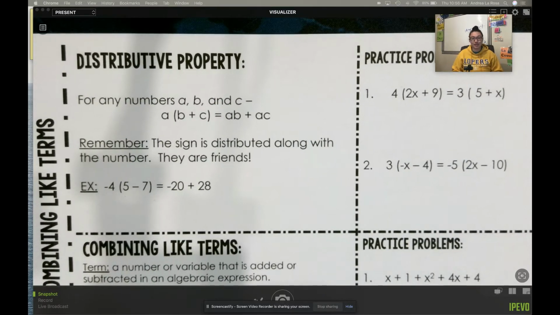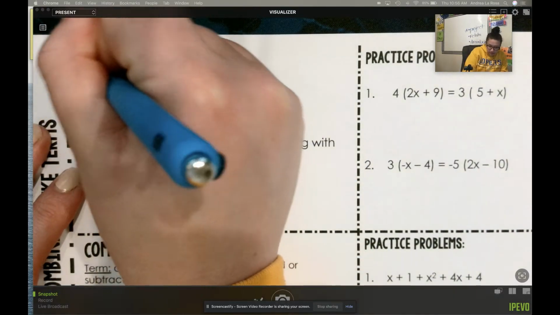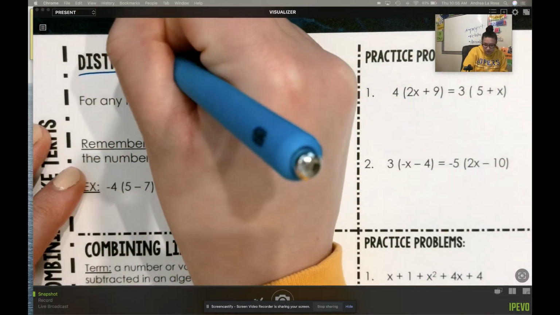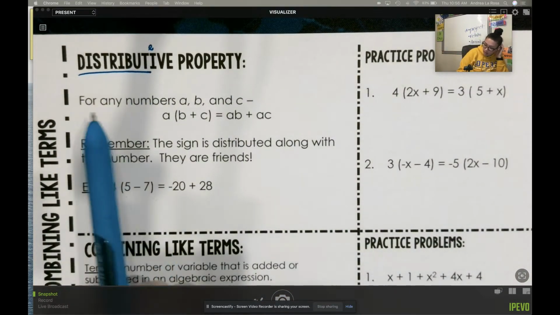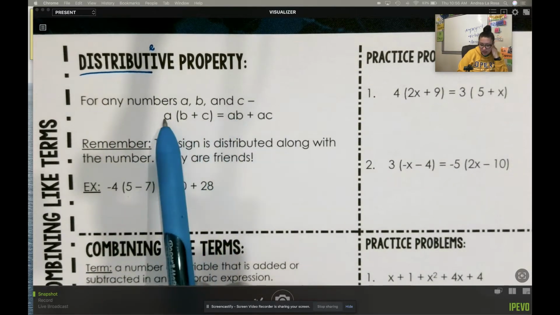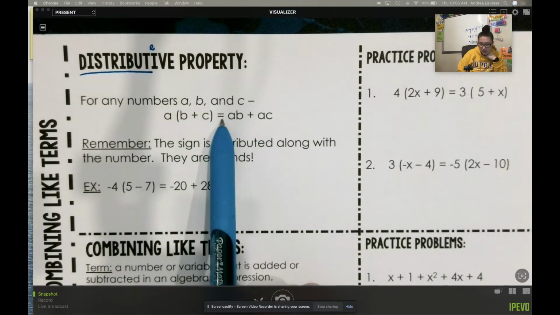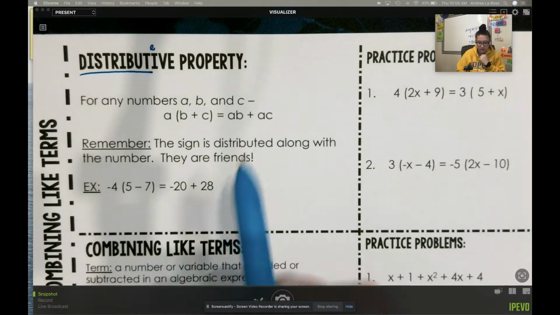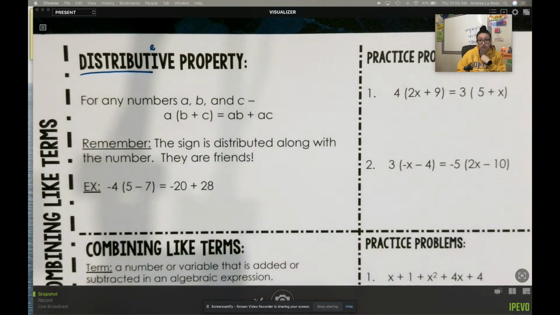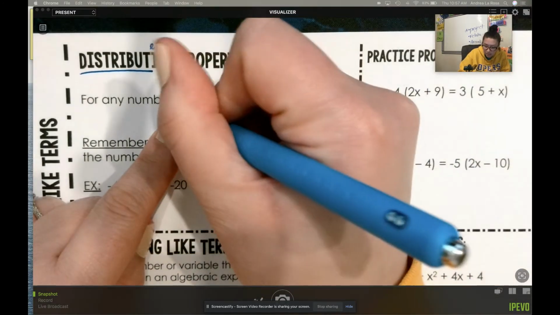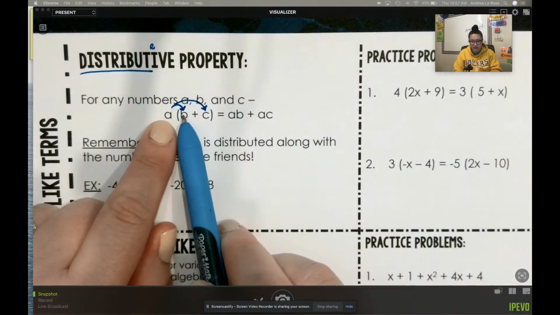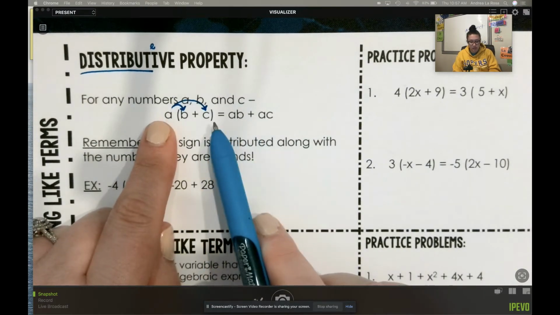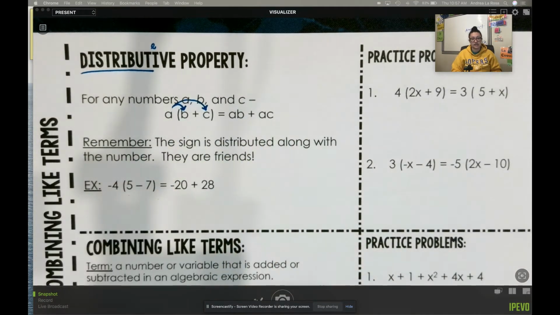All right, so the distributive property. If I distribute, usually there's an E at the end, that means I'm giving something out. For the distributive property, it says for any numbers A, B, and C, A times B plus C is equal to AB plus AC. Remember, when they're side by side, those parentheses mean multiply. So with the distributive property, what I'm doing is I'm taking that number that's on the outside of the parentheses and multiplying it times the numbers on the inside. So I'm taking A times B and I get AB. I'm taking A times C and I get AC.